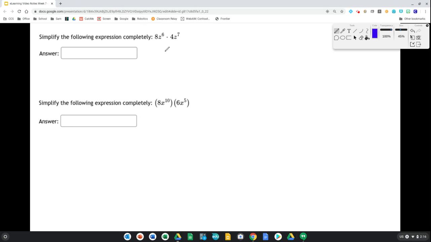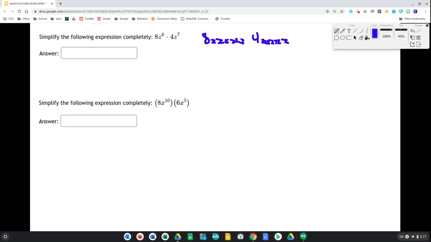Well, we're going to put together what we've been talking about. If we were going to rewrite 8z to the 6th as an expanded multiplication problem, we would have an 8, and then we would have 6 z's written down. I'm not sure I'm going to write them all down. There's 2, 3, 4, 5, 6. So there would be 8z to the 6th. Now we want to write down 4z to the 7th. That's still being multiplied, so it'd be times 4, and now we're going to write down 7 z's. So 1, 2, 3, 4, 5, 6, 7. So just like we did the last problem, we're going to start here by multiplying the numbers together.